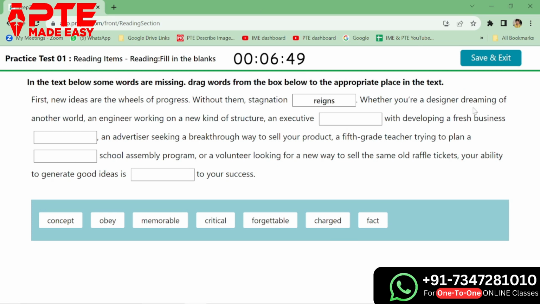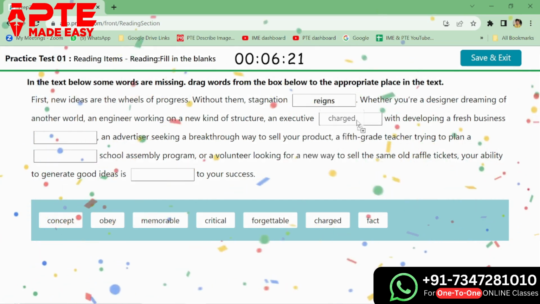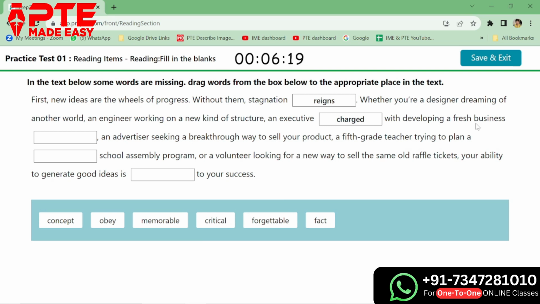Okay. Whether you are a designer dreaming of another world, an engineer working on a new kind of structure, an executive dash with developing a fresh business. An executive dash with what? Some verb is going to come. Okay, an executive what? Charged with forgettable, critical, memorable, obey, concept. What is going to come here? An executive charged with developing this. Okay, a fresh business dash. A fresh business concept, idea. Obviously, we do not have idea here, so concept is going to come.